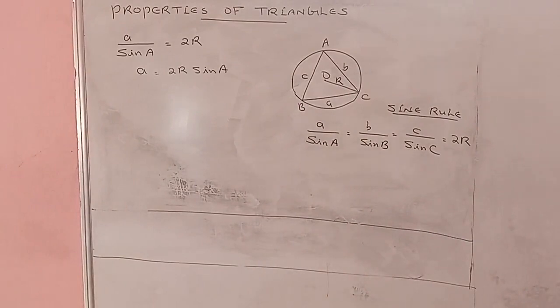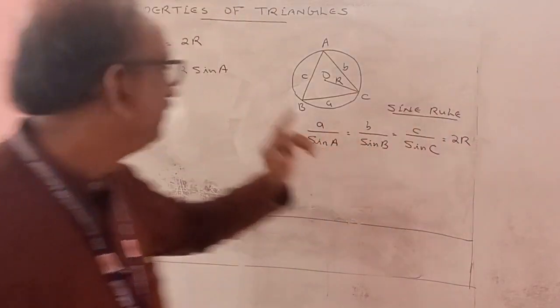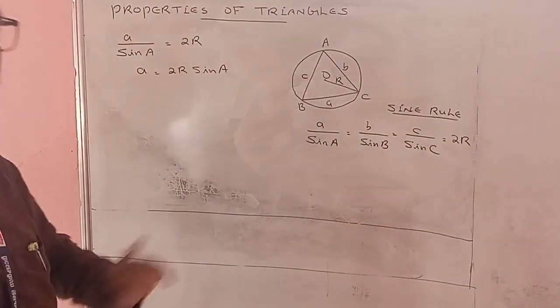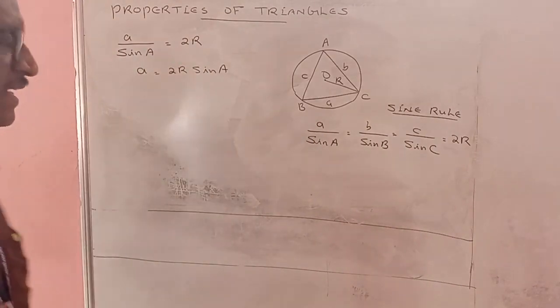From the sine rule, we get a by sin A is equal to 2R. Then cross multiply by sin A. We get small a is equal to 2R sin A. This is another result.